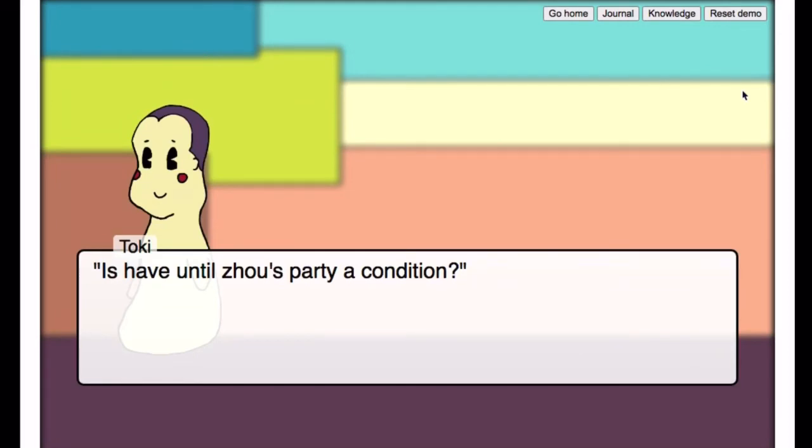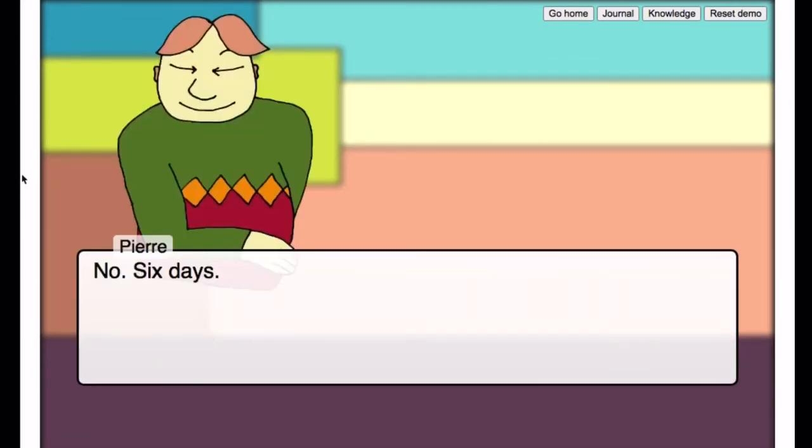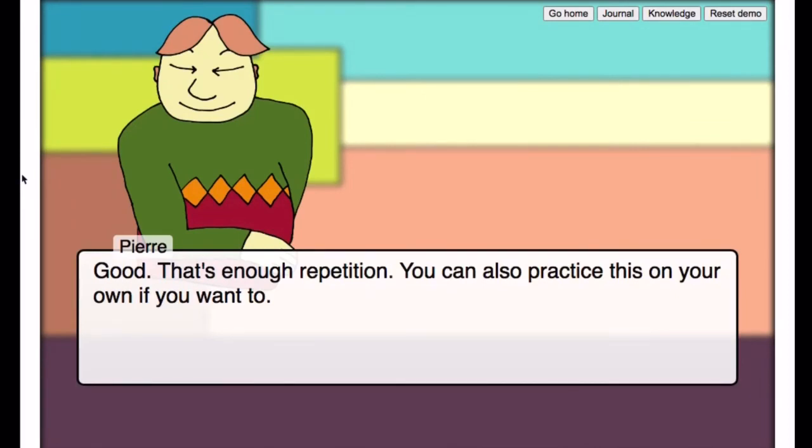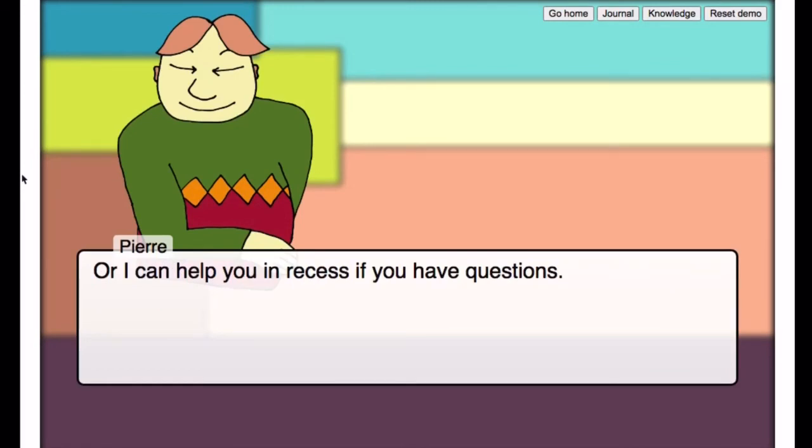Okay, so this is a hard task, and here we are on our own. We have to use what we have learned in music class and teach Toki how to answer these questions. No, 6 days. Good, that's enough repetition. You can also practice this on your own if you want to. Or I can help you in recess if you have questions. Let's try to do it. We go home.